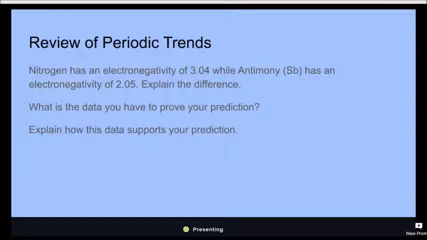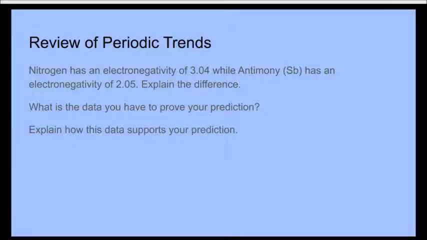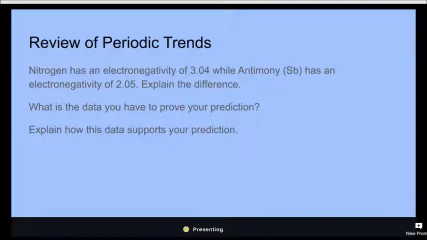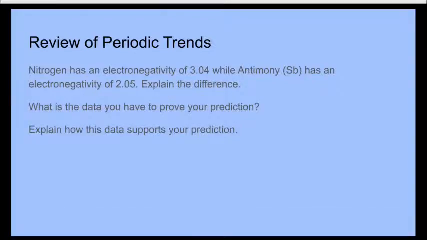So we looked up the numbers for nitrogen and antimony, and we're asked to explain the difference. Normally, they would ask you to make a claim, but this time the claim is given to you. It's that nitrogen has a greater electronegativity. What's the data you have to prove your prediction? The data, if you remember, is the electron configuration and also the number of protons.